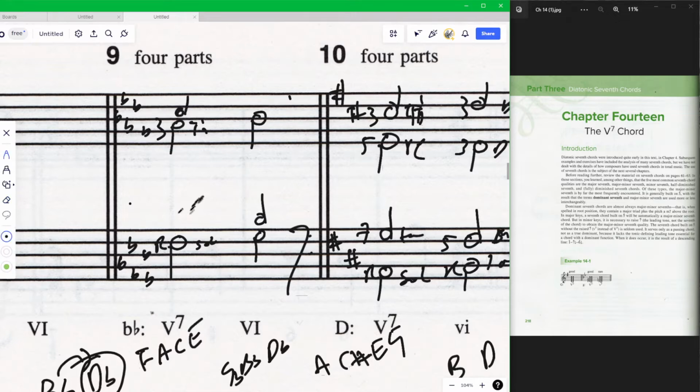Here's C. And what was that one? That was E. That's better. Fa, and this is Re.